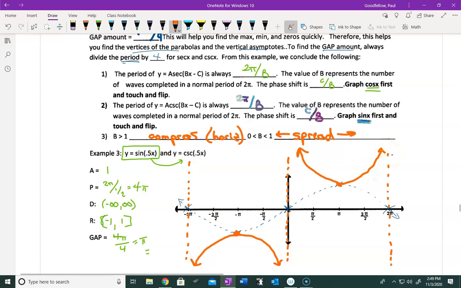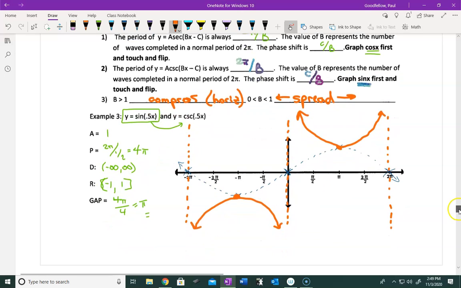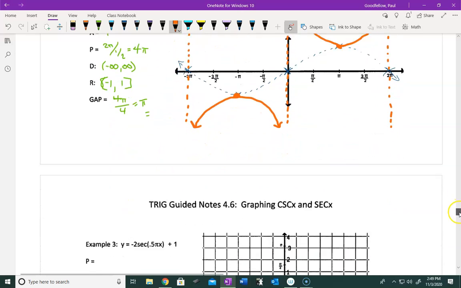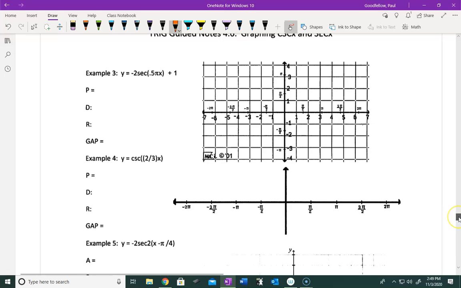Now that would be a completed graph of a cosecant of 0.5x. All right, you get the idea? Draw the underlying parent graph and then turn it inside out. Okay, again, we're going to try another one of these graphs.